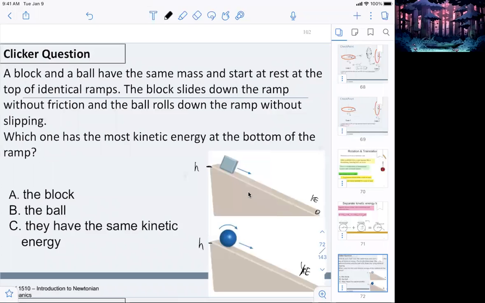All right, so here are our results. Okay. We have a majority voted for the ball, and the next popular answer is they have the same kinetic energy. So what is the thing that they do share in common? It is the height. So how would the height come into play in terms of comparing their kinetic energy? How did you use that information? Would anybody like to share their thoughts with us?